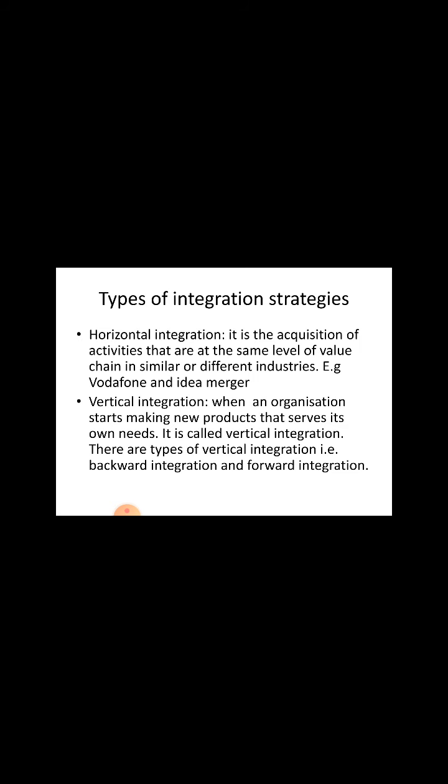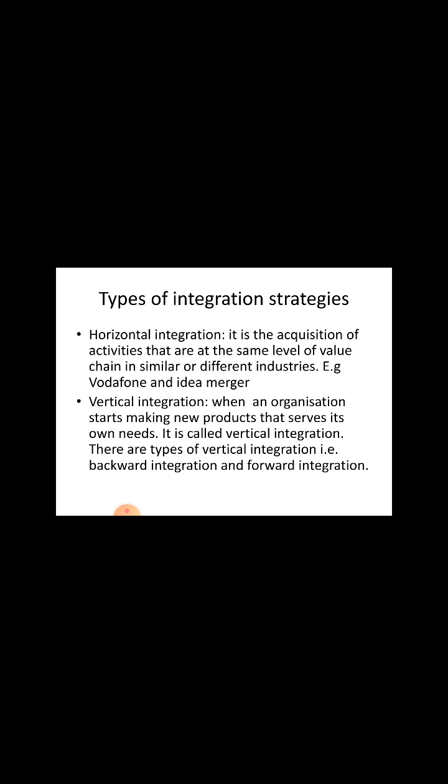There is one more type of integration, that is vertical integration. So under vertical integration, an organization starts making new products that serve its own needs. It is called vertical integration. There are two types of vertical integration: backward integration and forward integration. Under backward integration, the firm takes up activities relating to supply of its raw material.